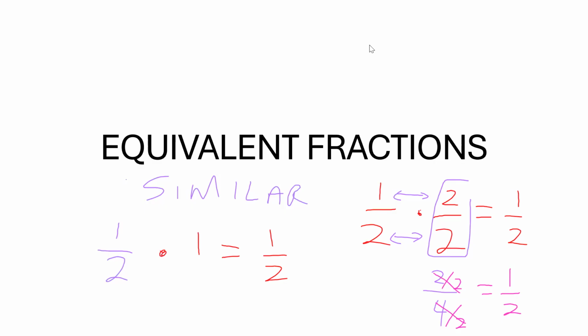Again, let me repeat this. We multiplied 1/2 by 2/2, and that gave us 2/4. And then to reduce it or bring it back to 1/2, we divided 2 by 2, we divided 4 by 2, and that brings us to 1/2. So this is the idea of equivalent fractions. But let's do some more.